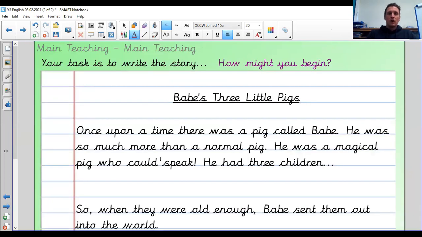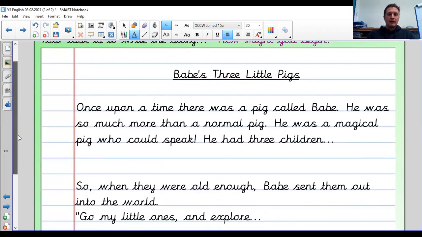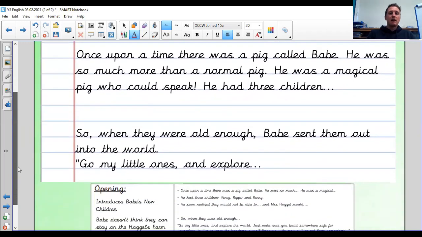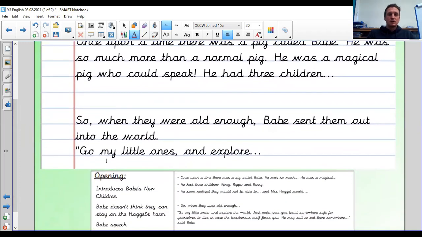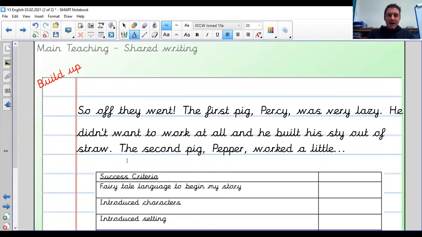Then you moved on and you started to write your story. So lots of you, and I've seen from the photos you sent in, started off by writing the opening. All right, and you did a really good job of that. And lots of you remembered to correctly use Babe's speech and how to use that correctly, which is a really good job. So you've done the opening. You then, yes, you did the build up, all right?